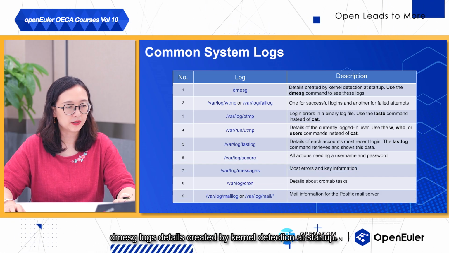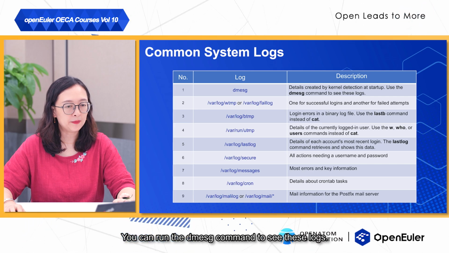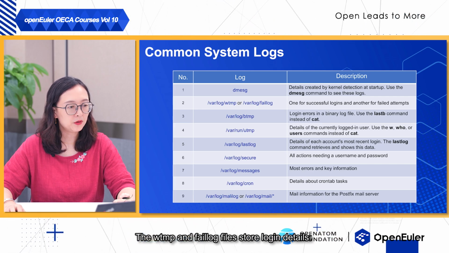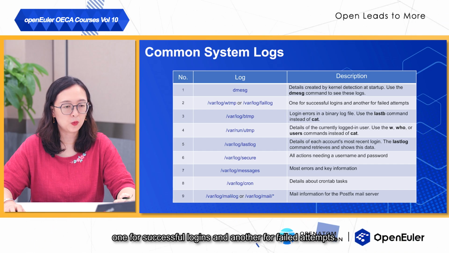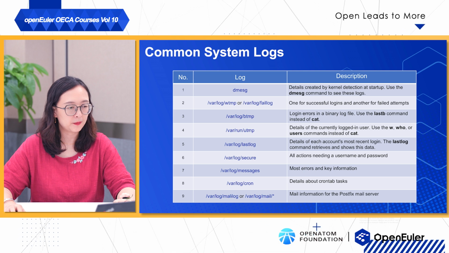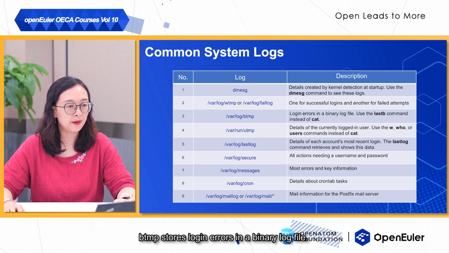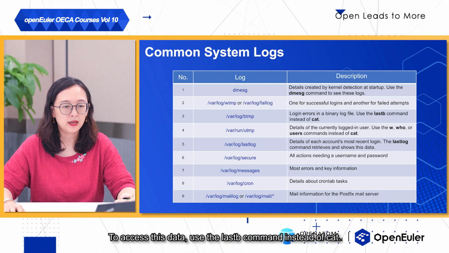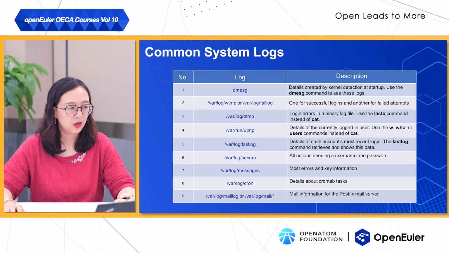dmesg logs details created by kernel detection at startup. You can run the dmesg command to see these logs. The wtmp and faillog files store login details, one for successful logins and another for failed attempts. btmp stores login errors in a binary log file. To access this data, use the lastb command instead of cat.